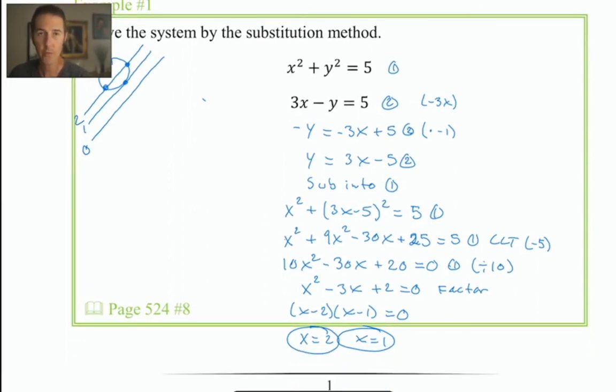Since we have 2 x coordinates, I'm guessing that we have 2 solutions. I don't want to confuse the matter by plugging my x values into equation 1, because it's going to generate multiple y values because of the square root property. So I think what I'm going to do in this case is plug into equation 2 and go right at my 2 solutions.